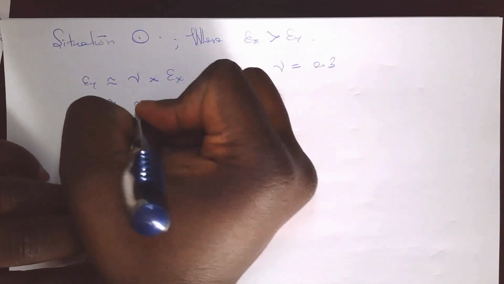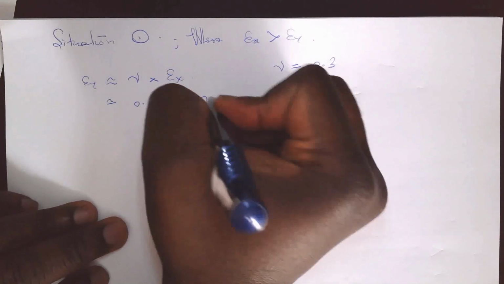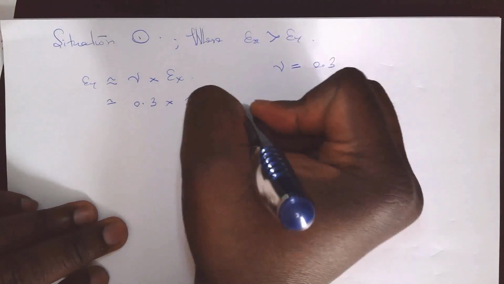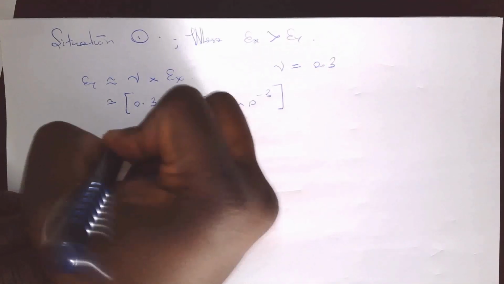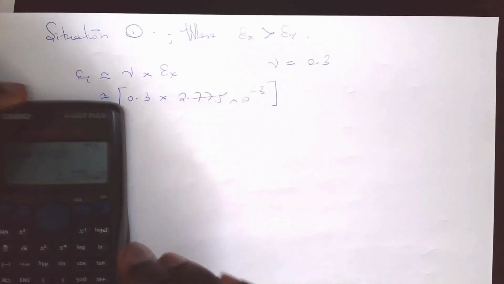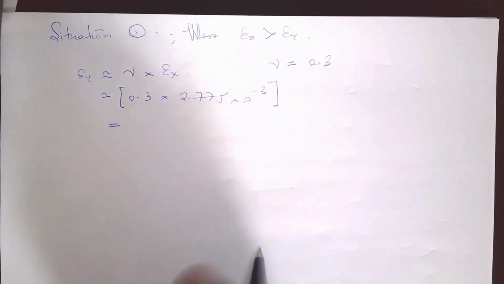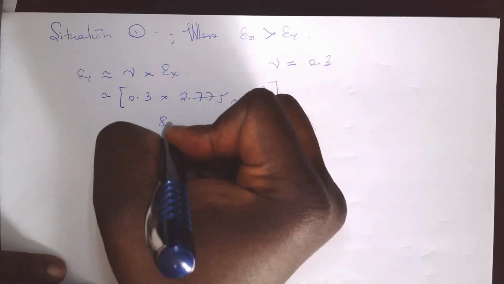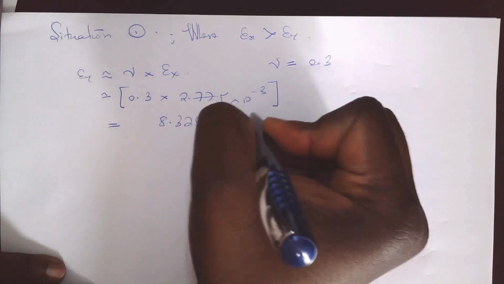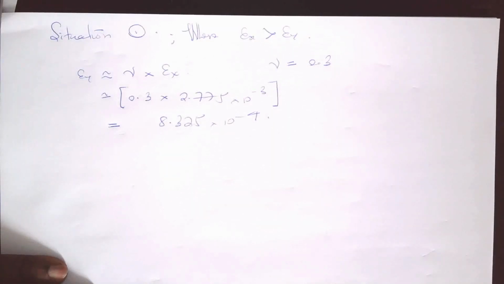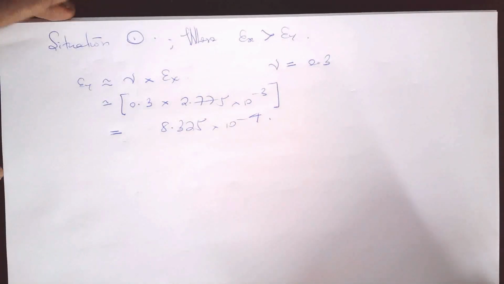So that will be 0.3 times 2.775 times 10 to the power minus 3. So again, no units. Multiply that by 0.3 and that would give approximately 8.325 times 10 to the power minus 4. So this is essentially the strain that's being experienced by our pipe.